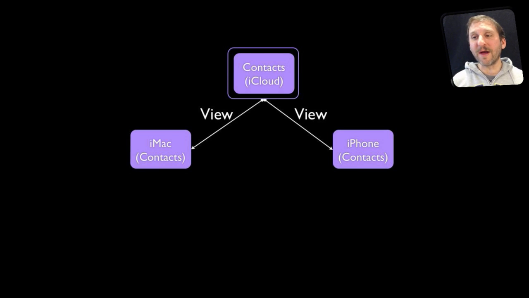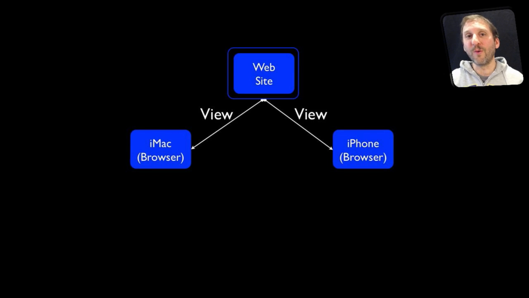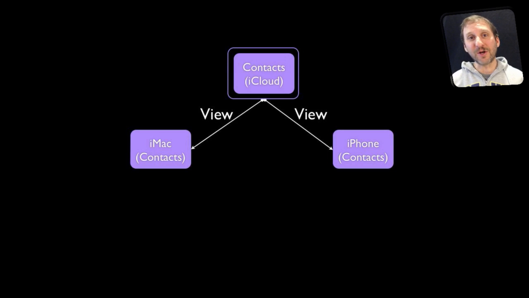Now, one way to think about that is think about how you view web pages. It's the same way, right? You've got a website and you can view that on a browser on your iMac, or you can view that on a browser on your iPhone. You don't ever think that the website is actually on your iMac or on your iPhone. Of course it's not. It's not even your website. It's on a web server somewhere. Well, it's the same thing here. The contacts are on a server somewhere and you're using the Contacts app on your iMac or your iPhone to view them.